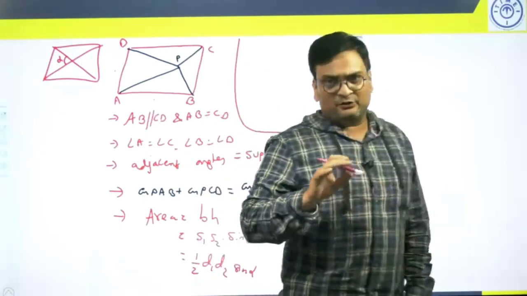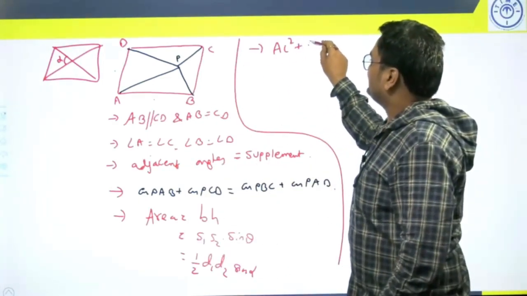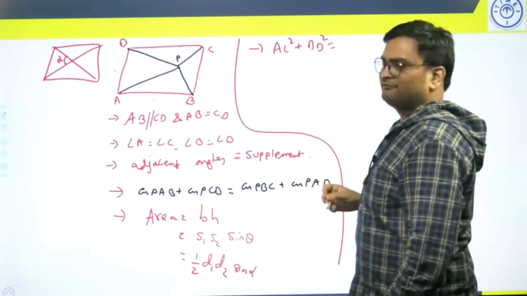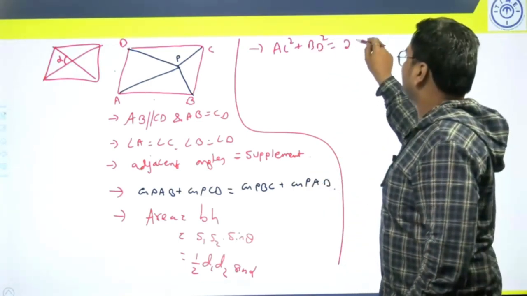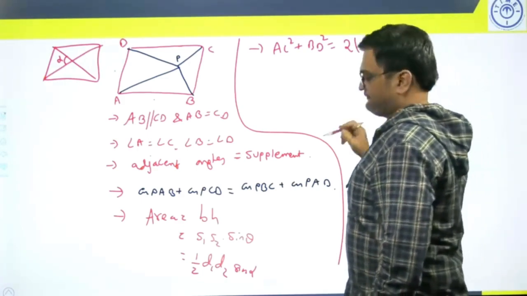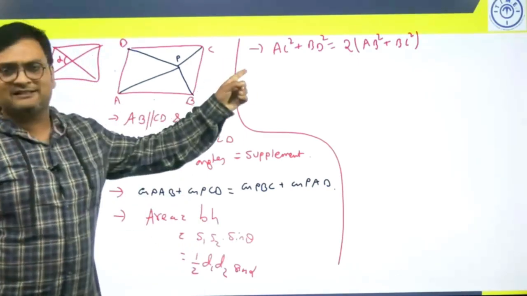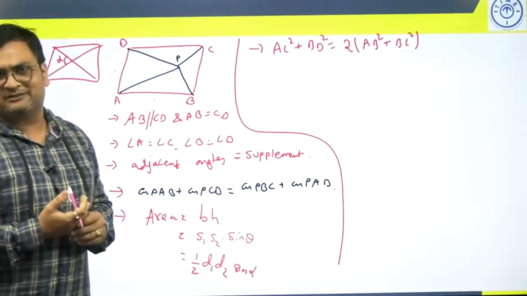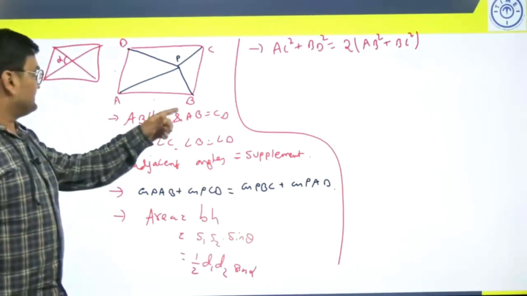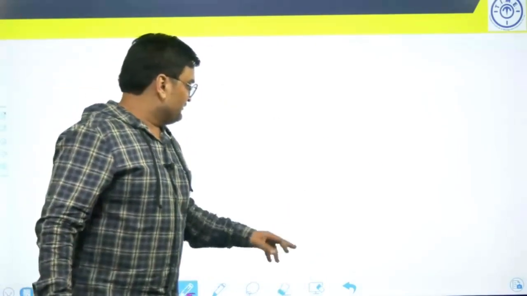One more point about a parallelogram is that the sum of the squares of the diagonals will be equal to twice the sum of the squares of the adjacent sides. So we can find the lengths of the diagonals if one diagonal and the two sides of the parallelogram are given. These are some properties that you may note down. Now we'll move on to the question at hand.